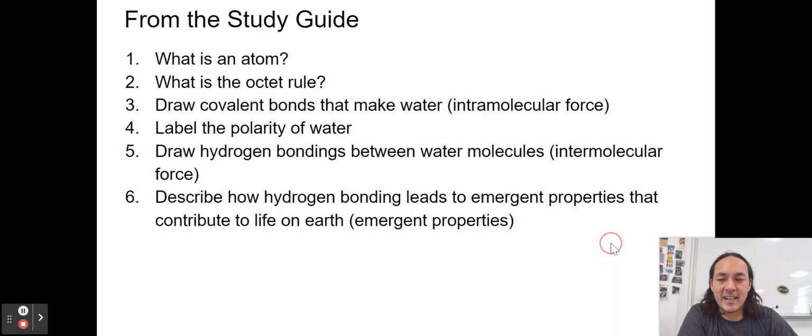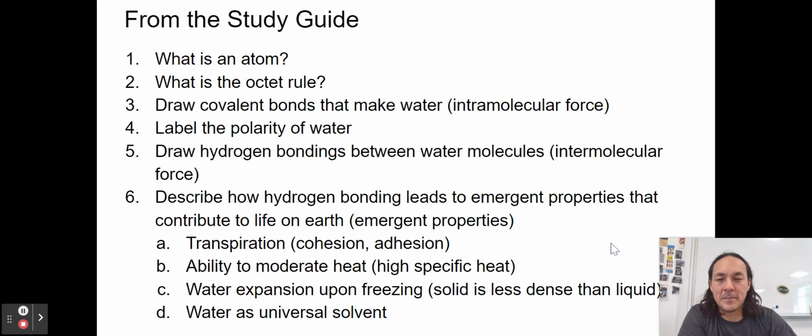So, from the study guide, let's just put it all up here real quick about a little bit about chemistry and then about water. Now, these parts for 1 through 3 won't be on the test. You don't have to know about atoms and the octet rule, but it helps you to understand what's going on with water and with the bonds between hydrogen and oxygen. So go ahead and pause the video. Can you do these items? And then check back in with me.